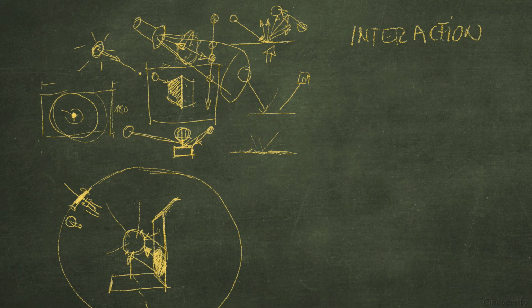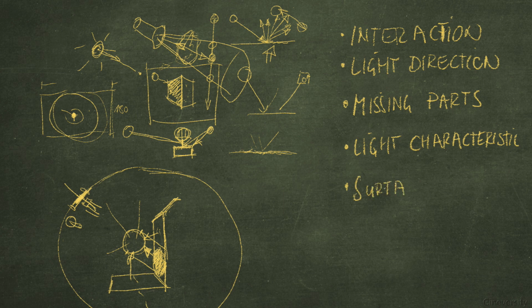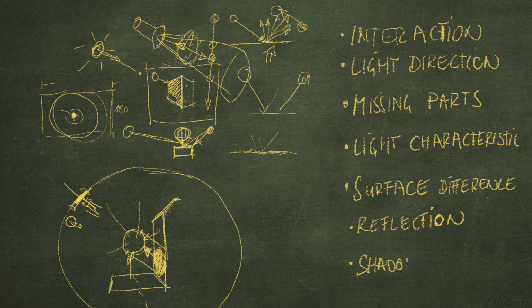So in short, we have to deal with the interaction between all these surfaces. We have to deal with the light direction that is not implemented, the missing parts of the camera projection, of course, and then the light characteristics that we miss. Further, we have to check out the surface differences when we talk about luminance and photography, and of course the reflection, which I haven't done now here because that's a longer theme, like caustics, and shadows means that we have less light in it, even if the object by itself casts this shadow.